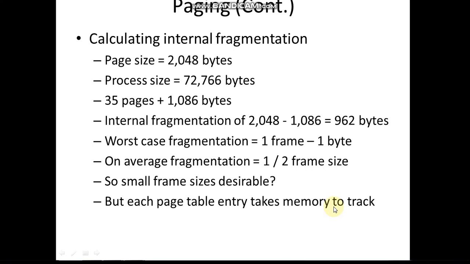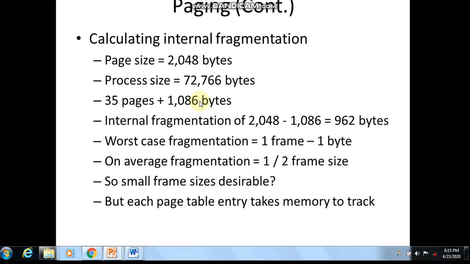So as I said, one of the difficulties within paging is that it has internal fragmentation. External fragmentation is completely avoided. So consider a page size of 2048 bytes and a process size of 76766 bytes. How many pages do we require? To calculate this, process size is this much, page size is this much. If you divide 76766 by the page size, you'll get 35 point something. So it requires 35 full pages and 1086 bytes additionally.